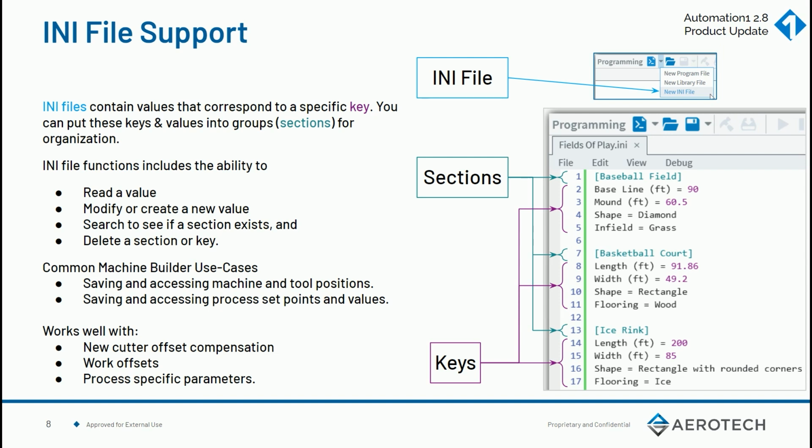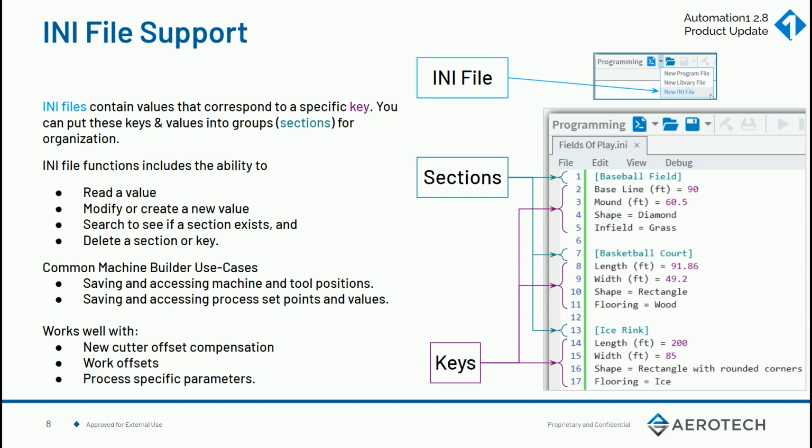Common machine builder use cases include saving and accessing machine and tool positions, and saving and accessing process set points and values. The I file support works well with the new cutter offset compensation, work offsets, and also process specific parameters, as well as our new custom T-codes, which we'll talk about here in a second.